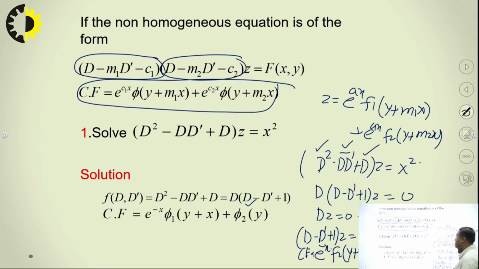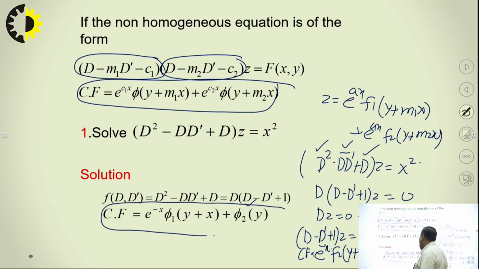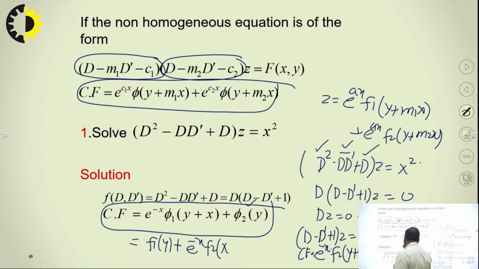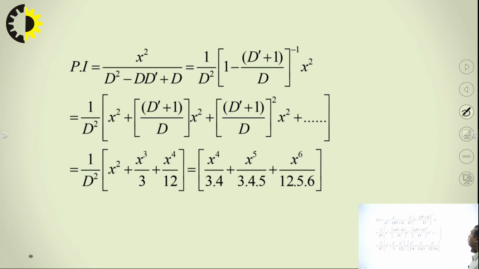So complete CF becomes e की power minus x phi1(y plus x) plus phi2(y). Phi1 and phi2 are arbitrary. You can also write as f1(y) plus e की power minus x f2(x plus y) या (y plus x). Now we have to calculate the PI. Now PI is taken as x square upon, that is the algebraical function.